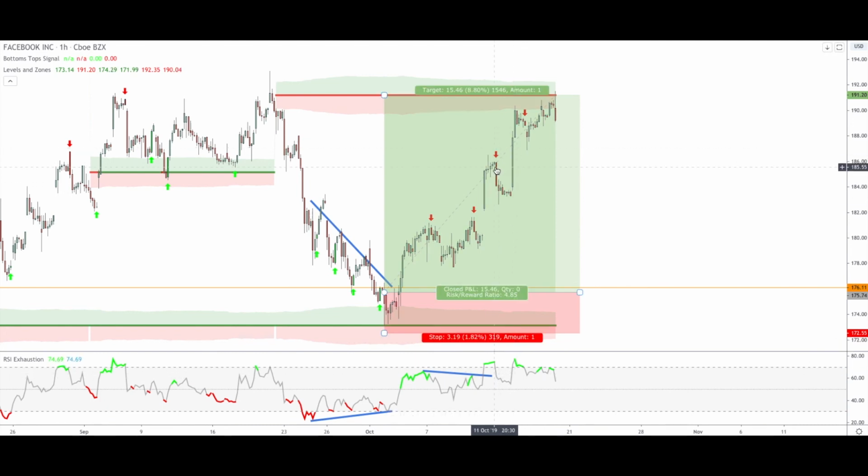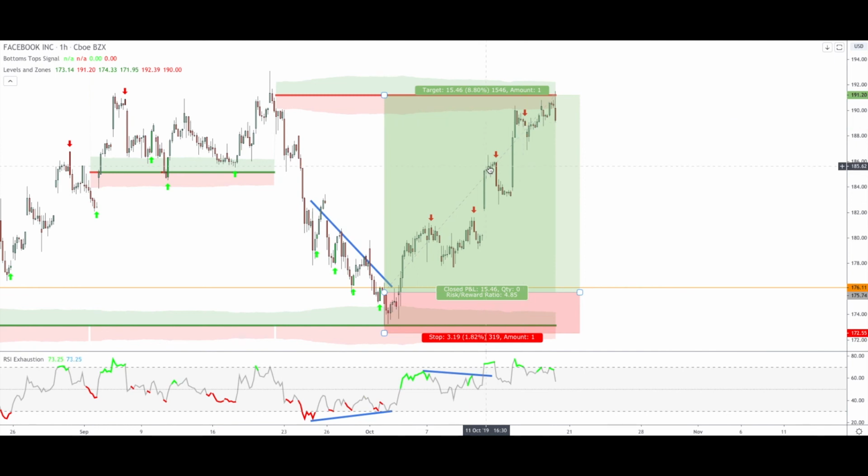In this case, the top here was not supported by any evidence in the RSI exhaustion that this was going to be a top. It is true that the RSI was exhausted at the moment and in the previous candle, but it was not diverging. So there was no divergence, and rule number one, which is divergence, was not true. So this was to be skipped.